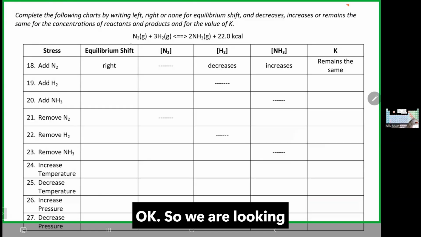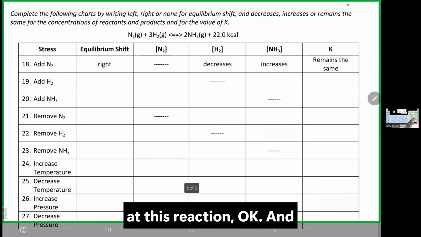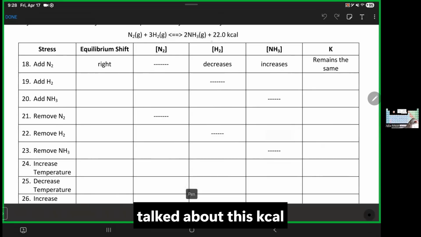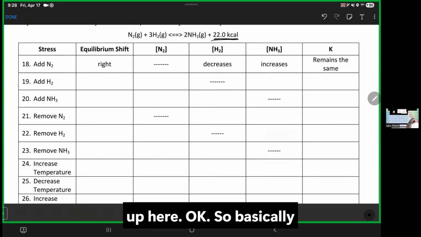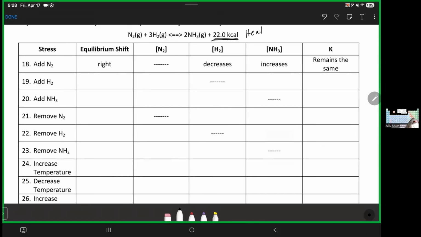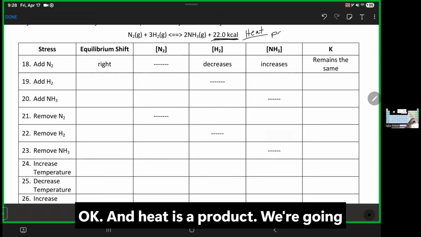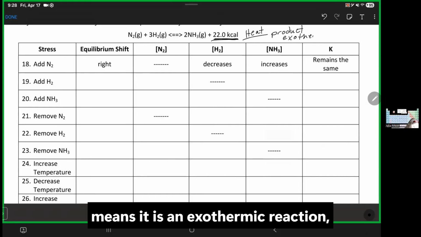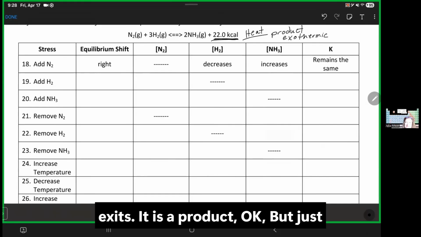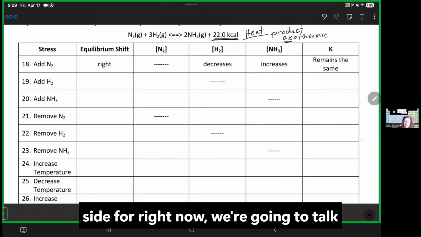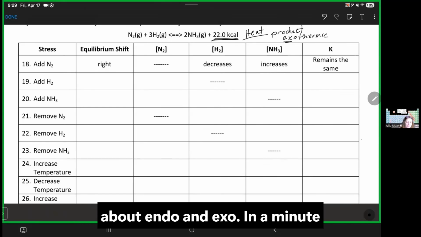Okay, so we are looking at this reaction. I have not yet talked about this kcal up here. Basically that is just heat, and heat is a product. We're going to talk about this in a minute. This means it is an exothermic reaction. Thermic being heat, exo meaning it exits. It is a product. But just keep in mind that's on the product side for right now. We're going to talk about endo and exo in a minute here.